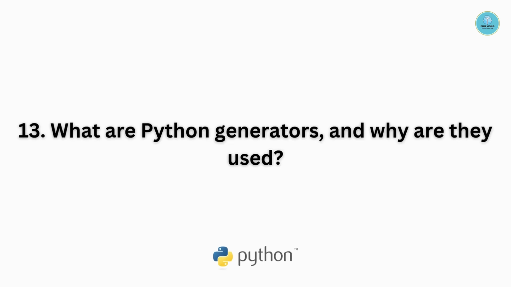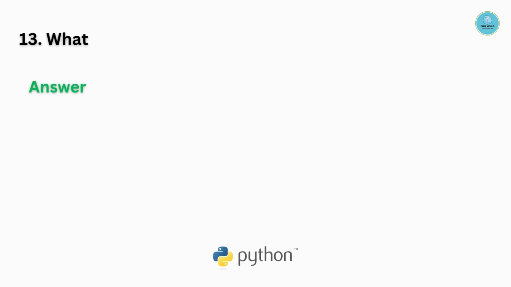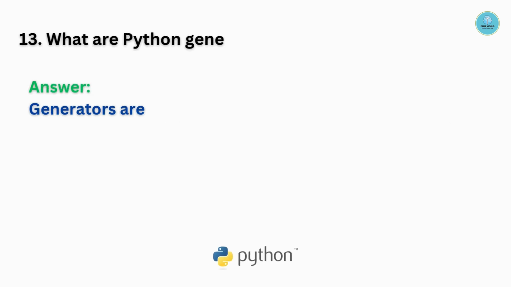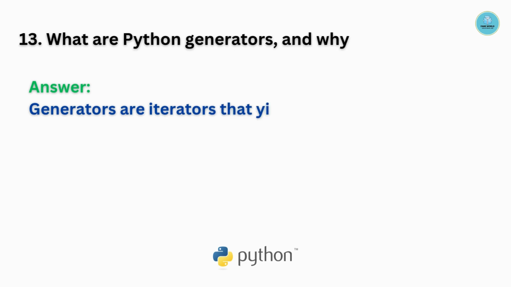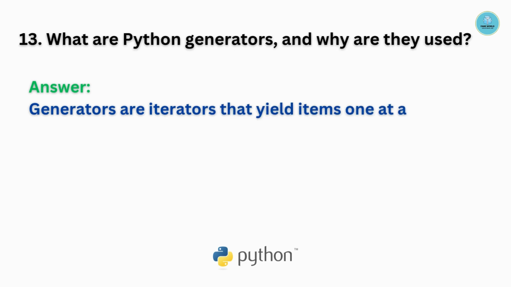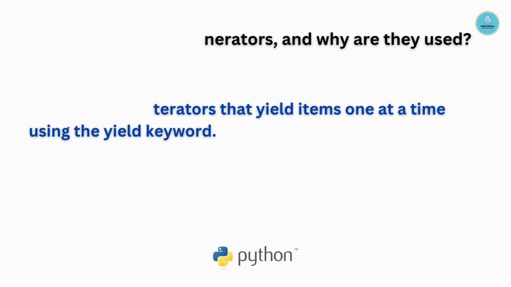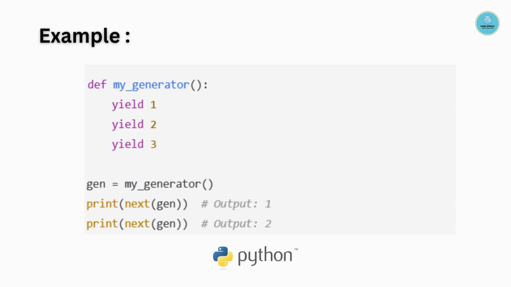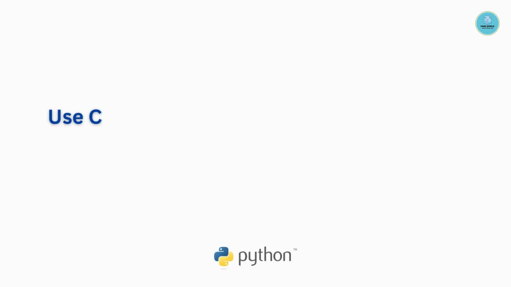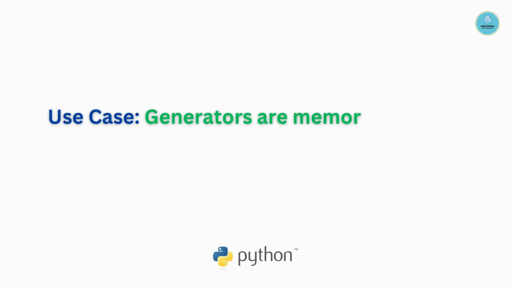Question 13. What are Python generators and why are they used? Generators are iterators that yield items one at a time using the yield keyword. Example is as follows. Use case. Generators are memory efficient, especially for large data sets.